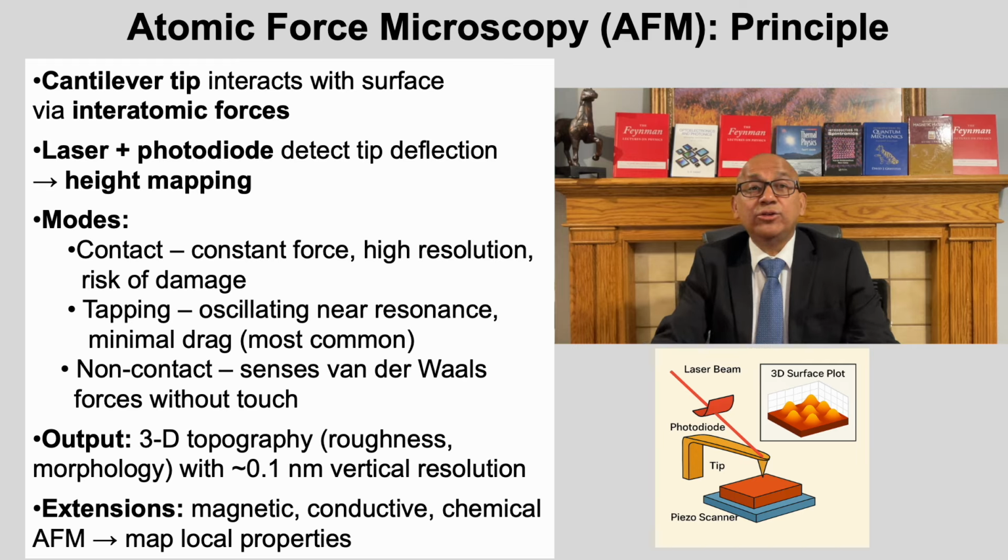Unlike electron microscopes that rely on energetic beams, atomic force microscopy measures nanoscale surfaces through mechanical interaction. A sharp tip, typically less than 10 nanometers in radius, is mounted on a flexible microcantilever. As the tip scans across the surface, interatomic forces such as van der Waals, electrostatic, or capillary interactions cause minute deflections of the cantilever.